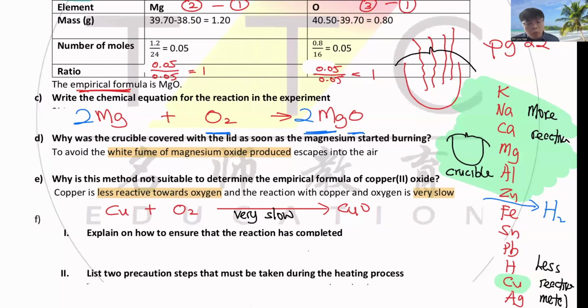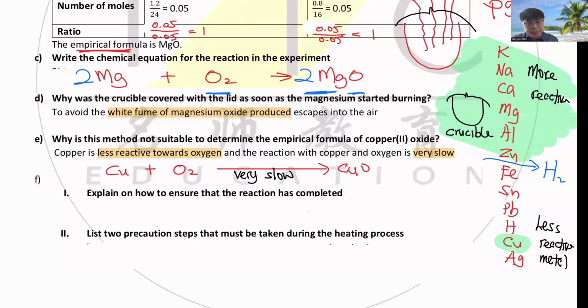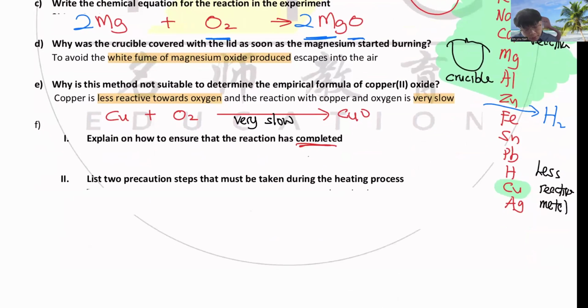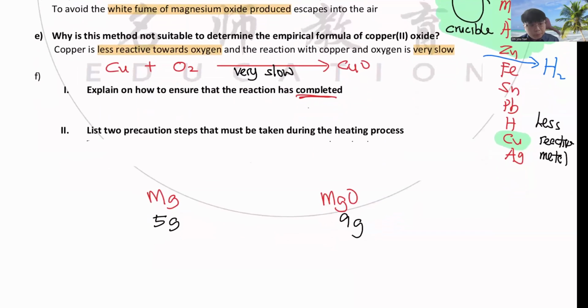Then they'll ask you when does the reaction stop? How do you know the reaction is complete? So the idea is this. Now I try to change magnesium to magnesium oxide. Of course, magnesium is lighter, for example 5 gram. Then magnesium oxide is slightly heavier, let's say 9 gram. So how do I know all the Mg changed to MgO?